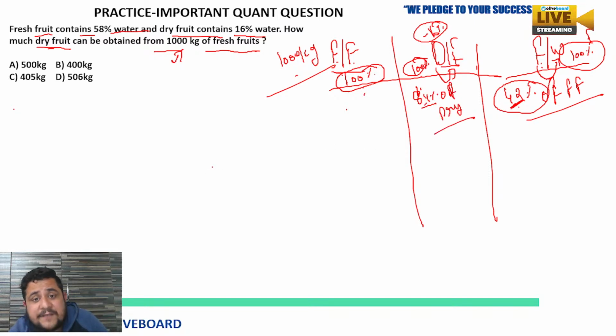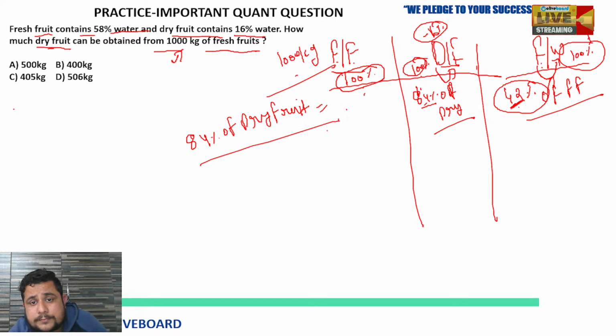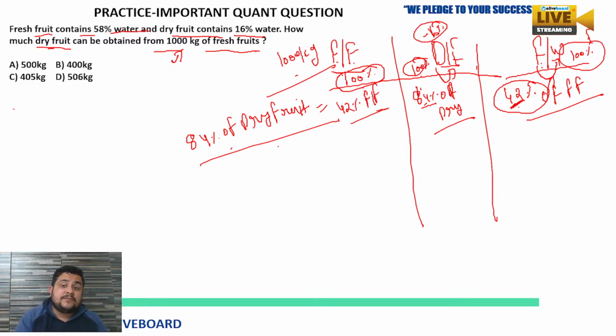So this 84% of dry fruit is equal to what? So you will say 42% of fresh fruit. Why? Because these two quantities are without water. We have just removed the water from it. So with respect to fresh fruit, the quantity of fruit without water is 42%.